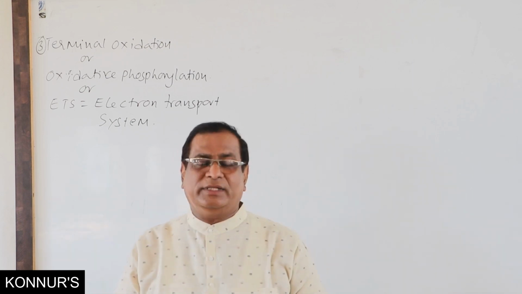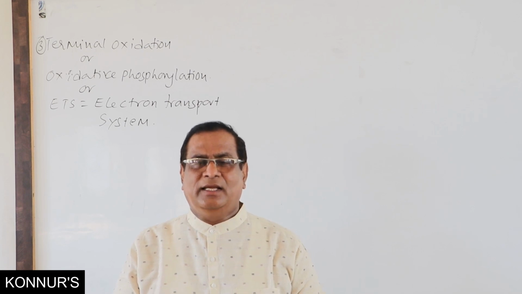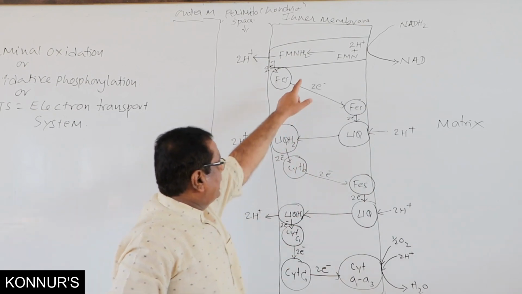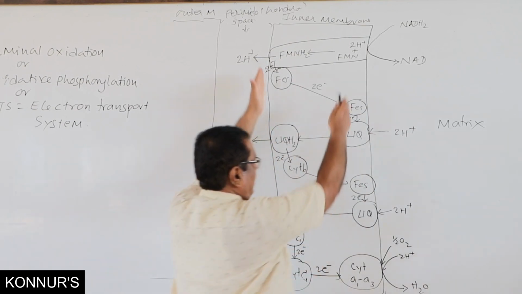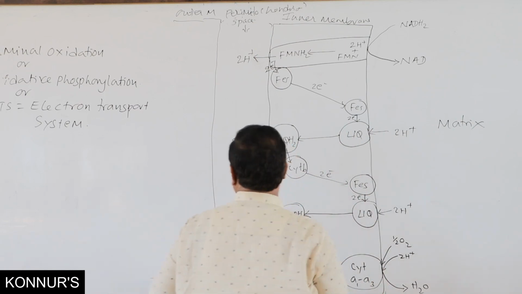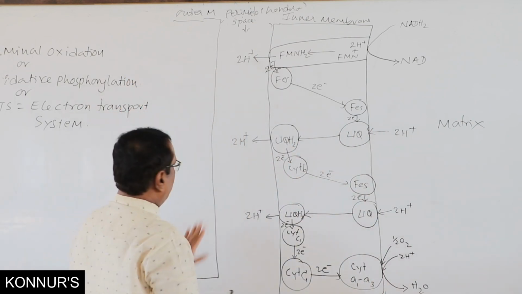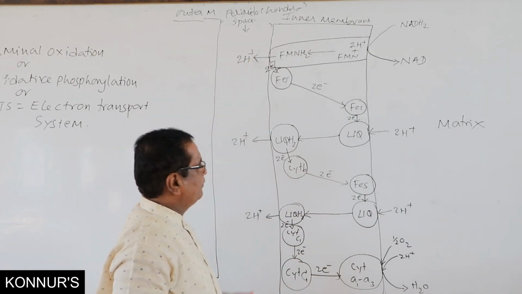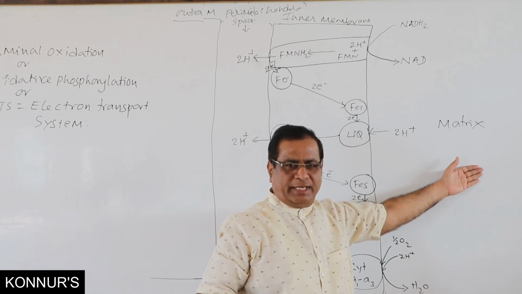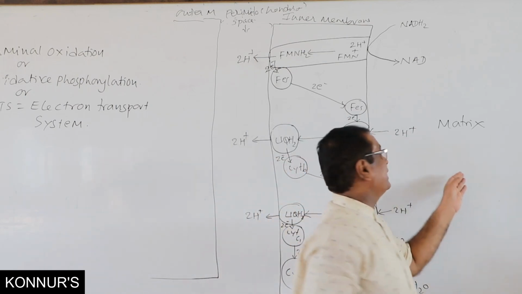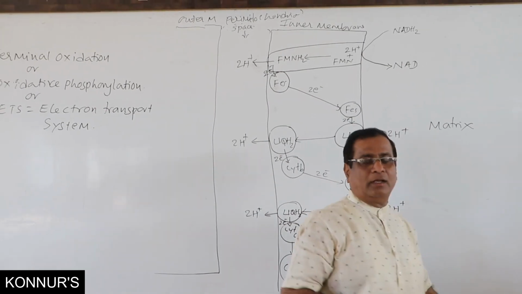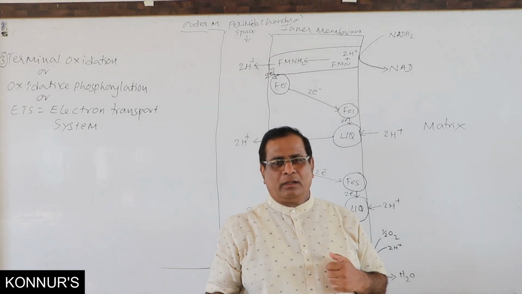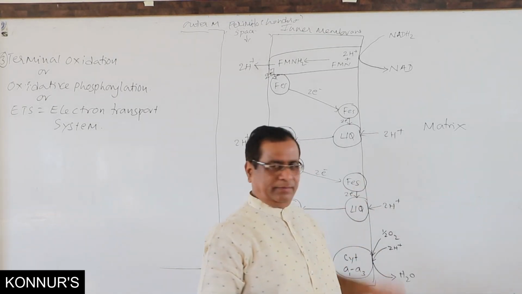To study how this third step takes place, let us have the diagram. This is the inner membrane of mitochondria, magnified, and this is the outer membrane. In between them is the perimitochondrial space, and this is the matrix of mitochondria. Already in the Krebs cycle, NADH2 is formed. How this NADH2 yields 3 ATPs, that we have to see.